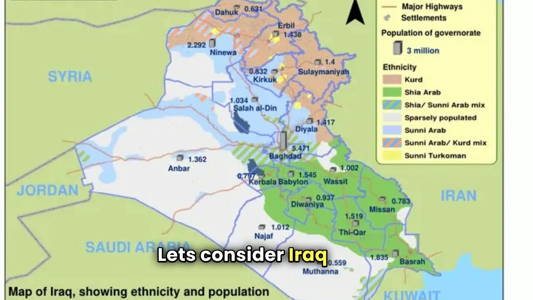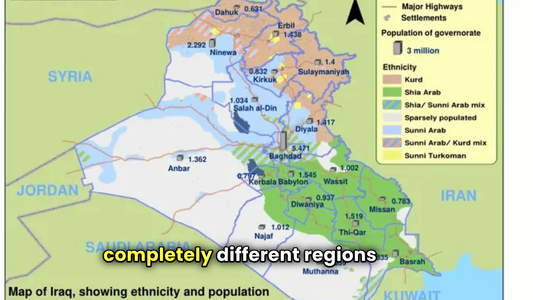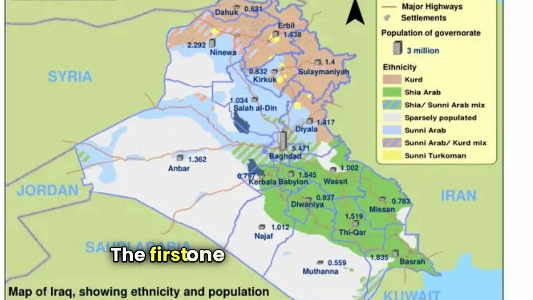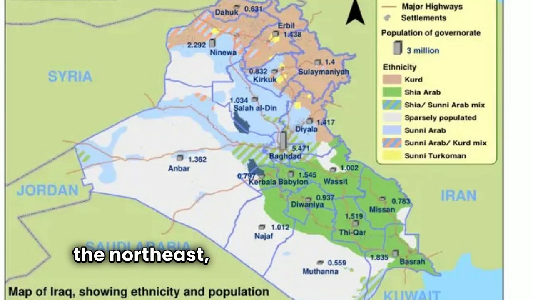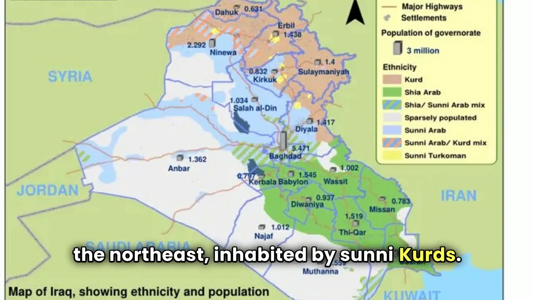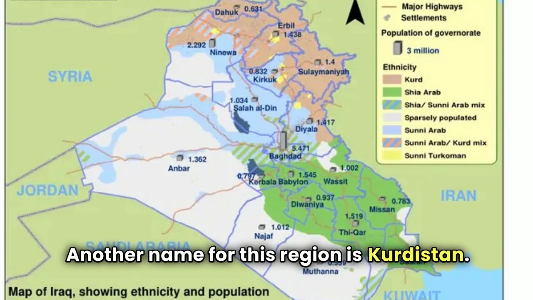Let's consider Iraq first. We see at least three completely different regions here. The first one is the Kurdish region in the northeast, inhabited by Sunni Kurds. Another name for this region is Kurdistan.